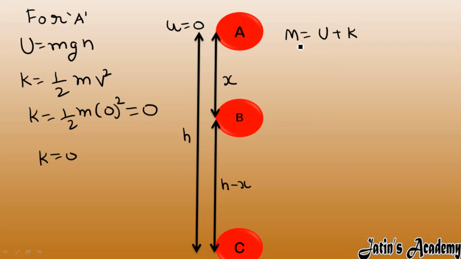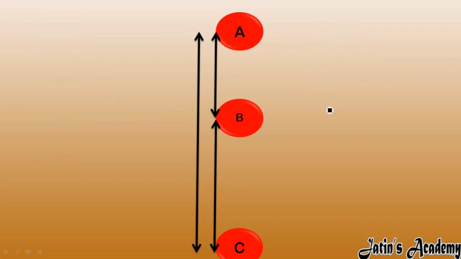So now we have kinetic energy 0 and potential energy as mgh. We will write ME equals PE plus KE, here we have mgh, and kinetic energy we have 0. So total mechanical energy we got as mgh. Clear? So total mechanical energy at point A is mgh: kinetic energy 0, potential energy mgh. Now let's see for point B.